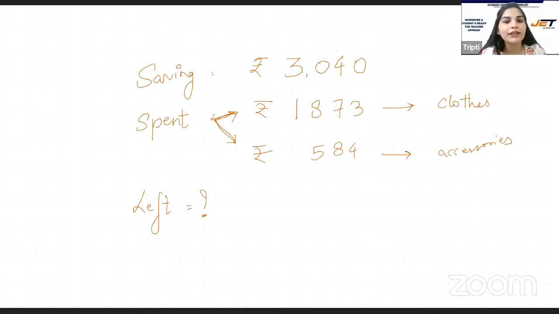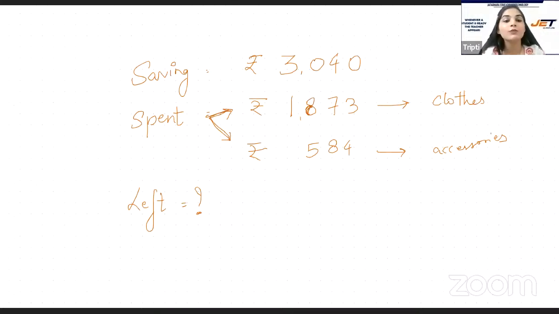I had a saving of 3,040 rupees. I spent 1,873 on buying clothes and some accessories for 584 rupees. Now, I came back home to check how much money I still have. How can I find that out? Tricky, but easy. Or easy, but tricky, kind of.